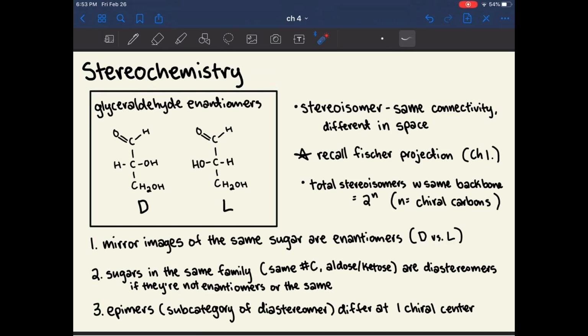Next, we're going to talk about stereochemistry, which is about stereoisomers. And if you remember from organic chemistry, these are molecules that have the same connectivity and the same atoms but are different in space.